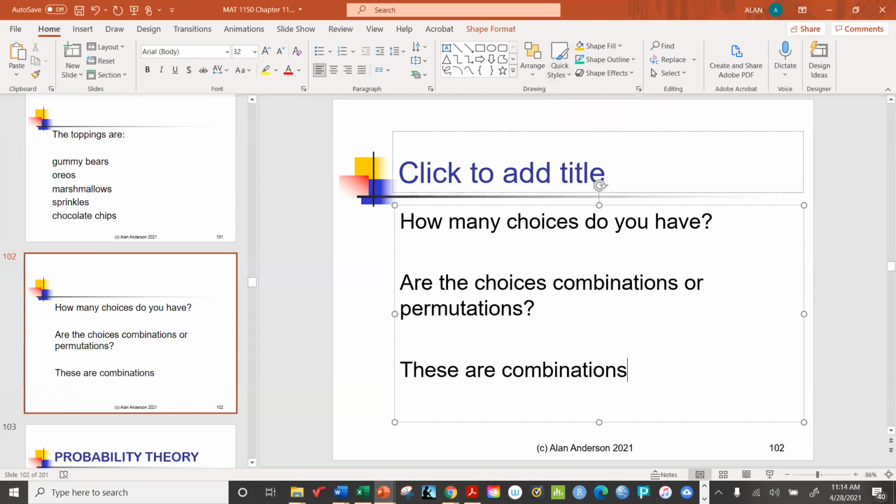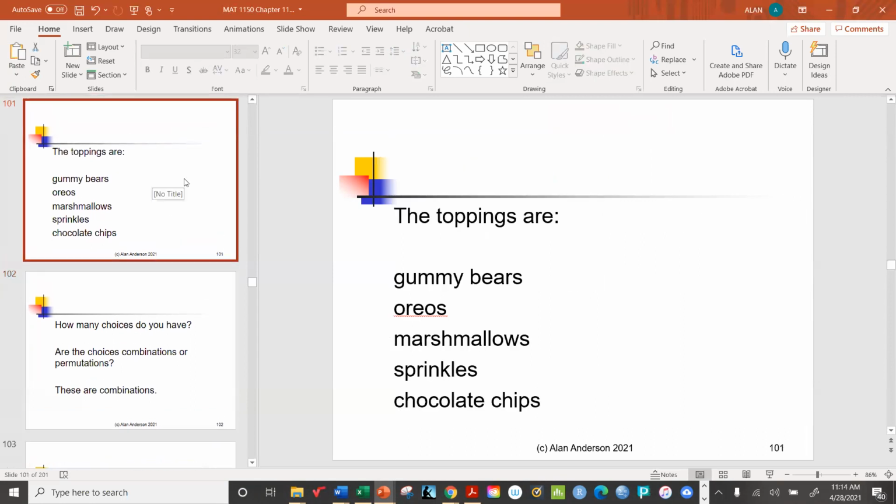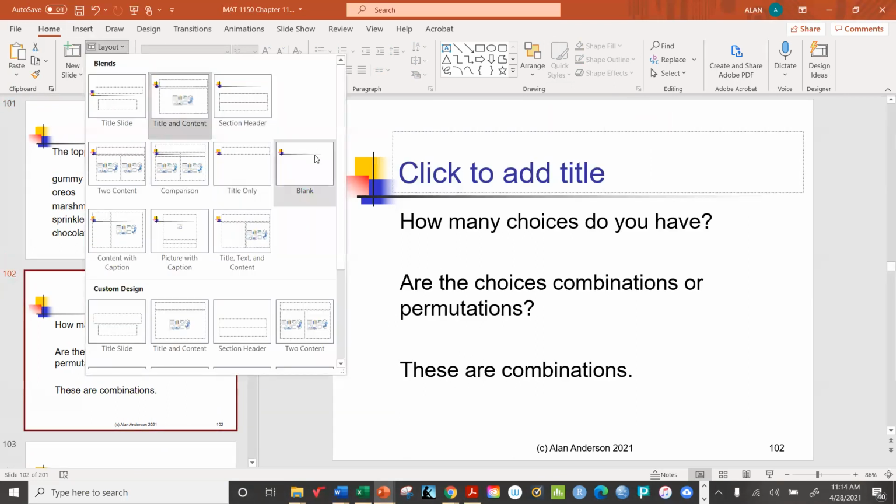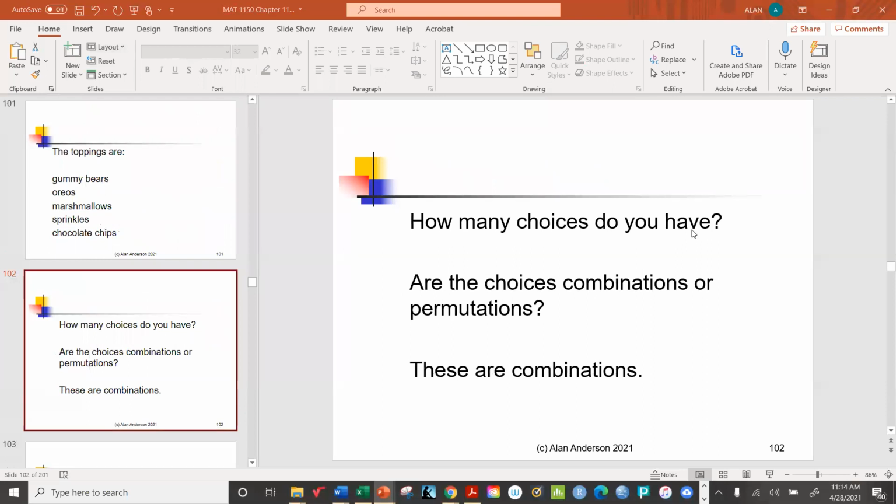In other words, if you pick, let's say, the gummy bears first and the Oreos second, and then somebody else picks the Oreos and then the gummy bears, you would never be able to tell the two apart. That's the important detail. So therefore, what do we do to calculate this extremely important problem?